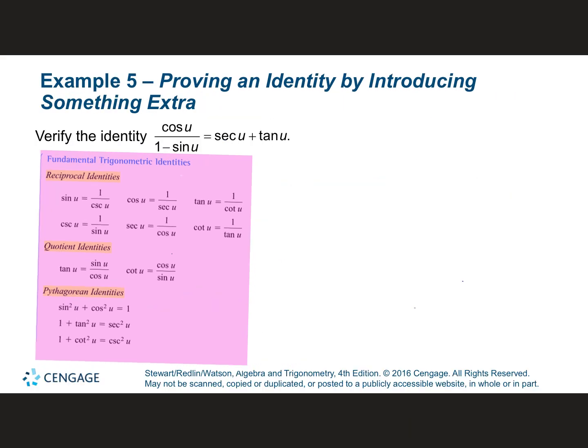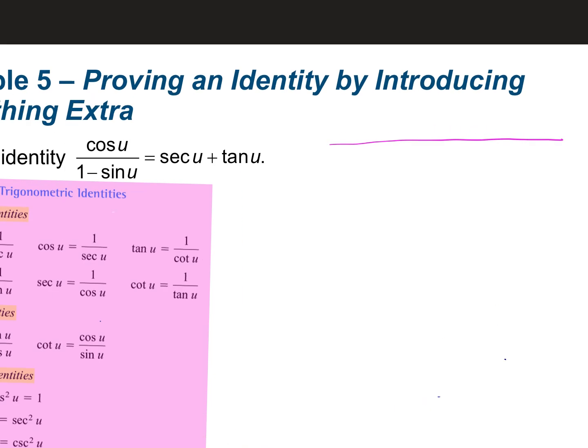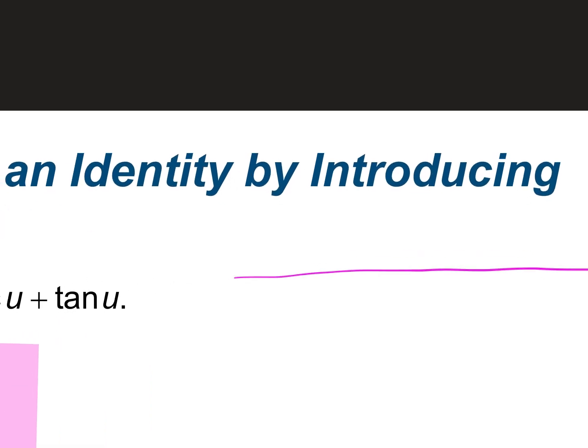All right, next one. Okay, so here we go. First step, I'm going to rewrite it so I can write it like a little trig proof here. So cosine theta.